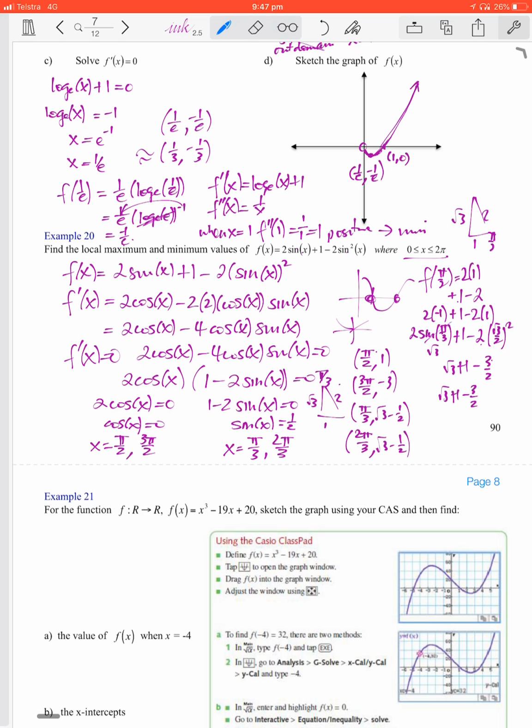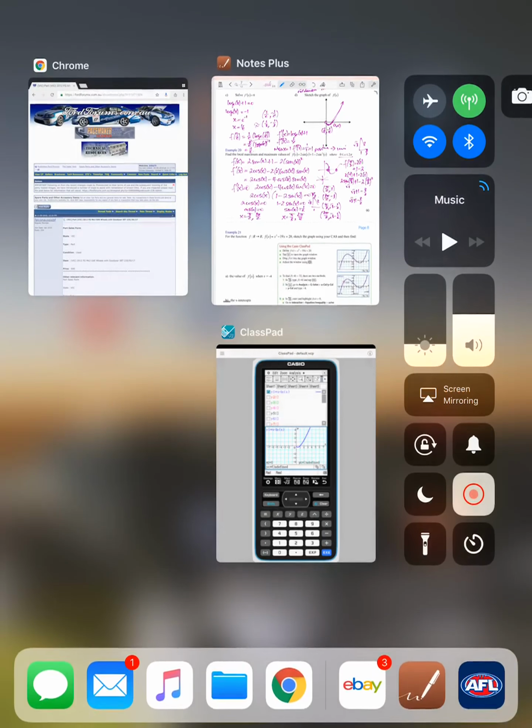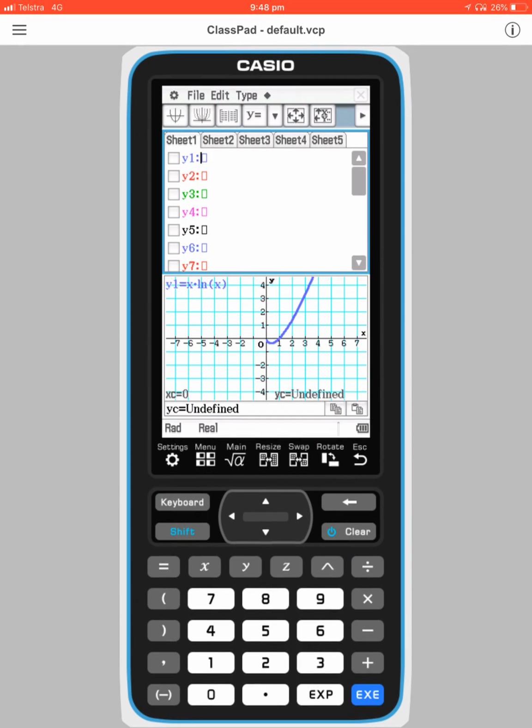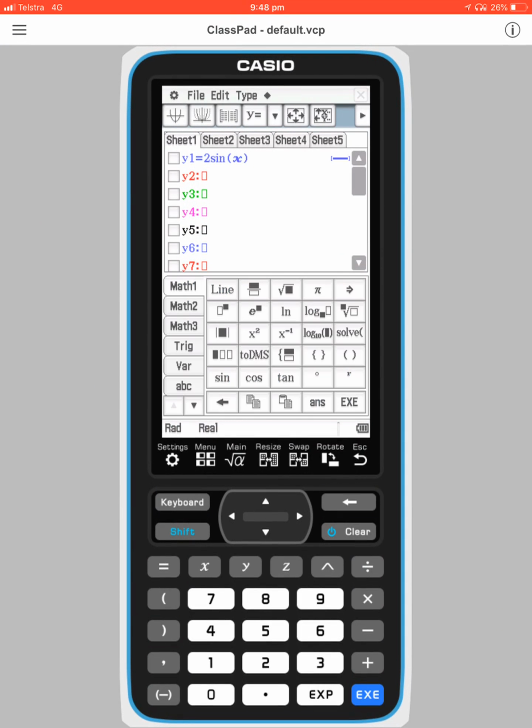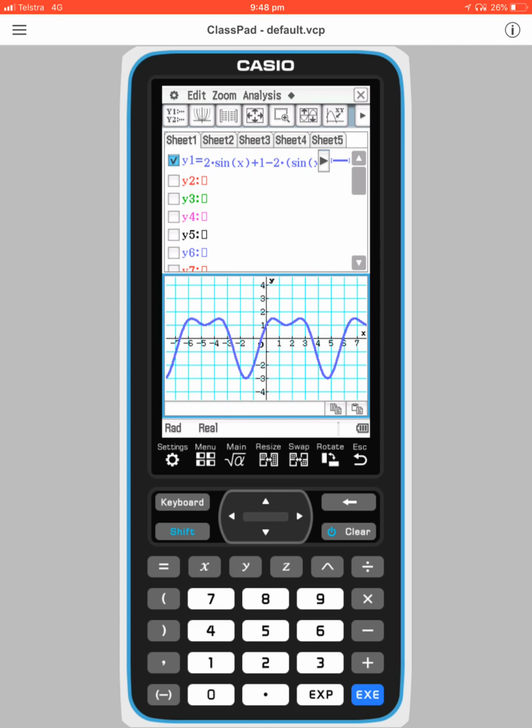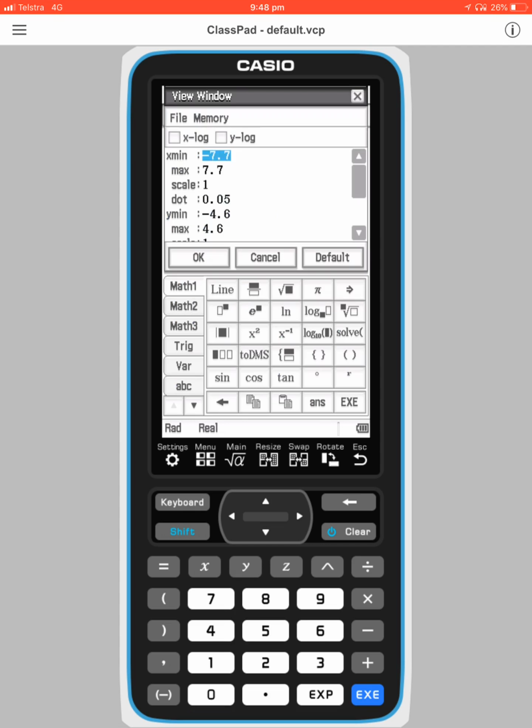You can find the second derivative. Okay, 1, negative 3, root 3 minus a half, root 3 minus a half. Let's have a look. 2 sine x plus 1 minus 2 sine squared x. 2 sine x plus 1 minus 2 sine x, and then all squared. Okay, and we want it between 0 and 2 pi. So let's just go 0 to 2 pi.